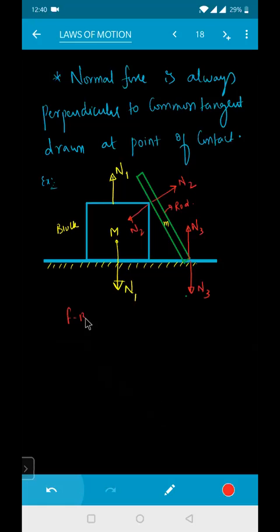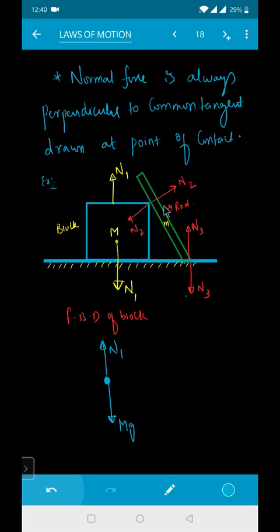Let me try to draw the FBD of your block. So what I'll do is, I'll try to take the total mass to be concentrated here. So one is the weight of the body, which acts in the downward direction. That is nothing but your M into G. The another force is in this direction. That is nothing but your normal, N1.